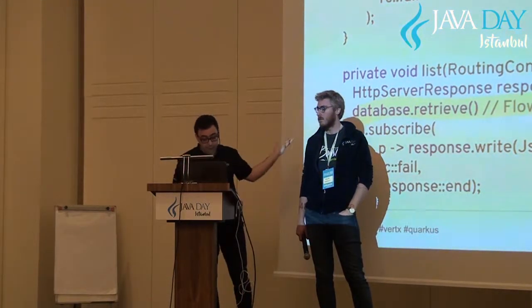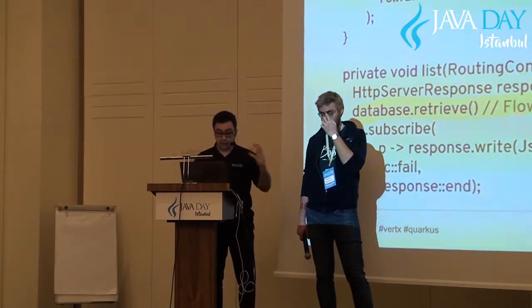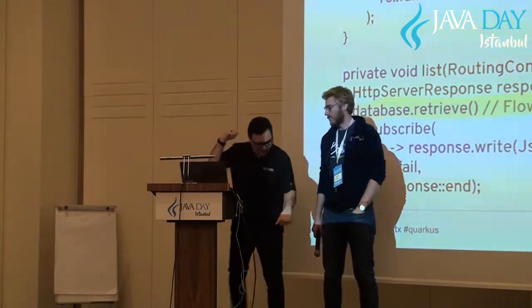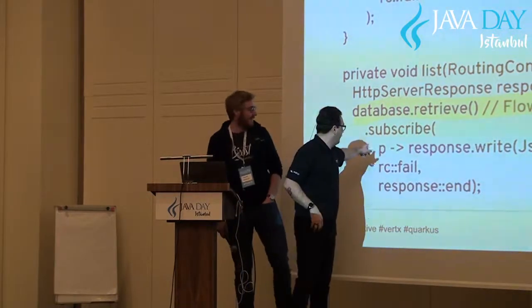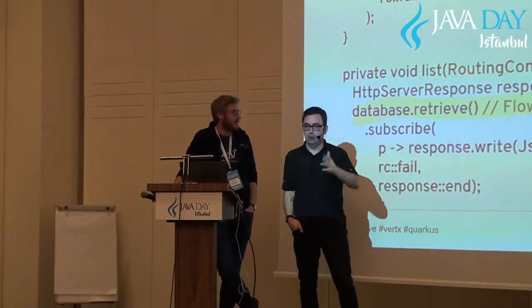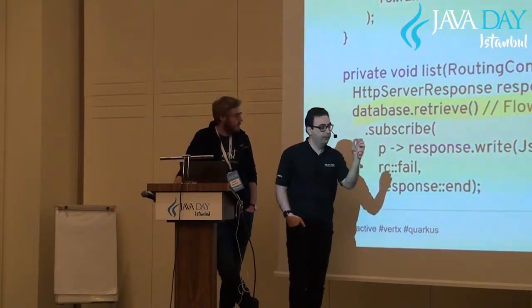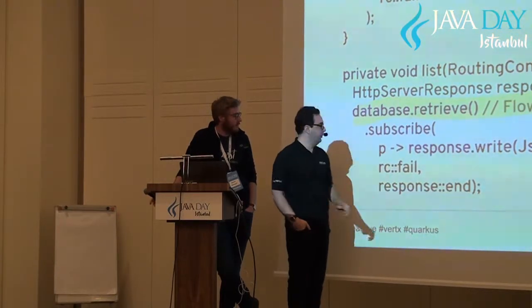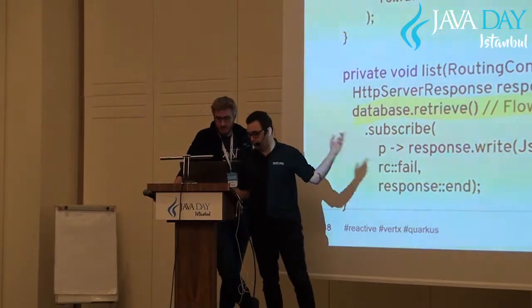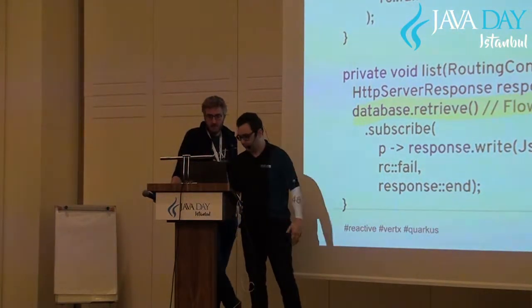So how it works, then we have database.retrieve that returns a flowable of product, so it's already mapped into products, and then in the subscription, for every product, we are going to write it directly in the response, but we don't close the response yet. We need to finish to iterate. If we have a failure, we just fail, and when we have the end of stream signal, we just end the response. Here, don't use close. Close is abruptly closing the connection and is not sending the last things.